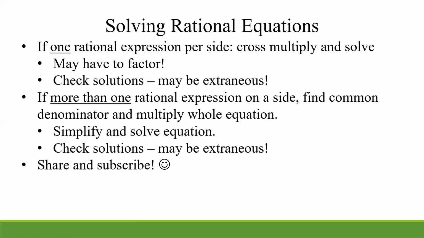Okay, so remember, we have those two different situations there. If you just have one rational expression per side, cross multiply, you might have to factor there at the end if you have an x squared term in there. Make sure to check solutions, you might get an extraneous solution. If so, then that's not a real solution. You just cross that out, just do the other one. If there's more than one rational expression on one of the sides, that's where you can find a common denominator, multiply by that whole equation, simplify it just like we did in those last examples, and then check solutions.